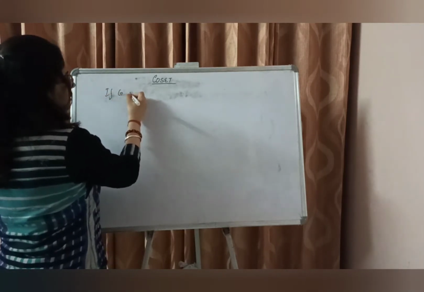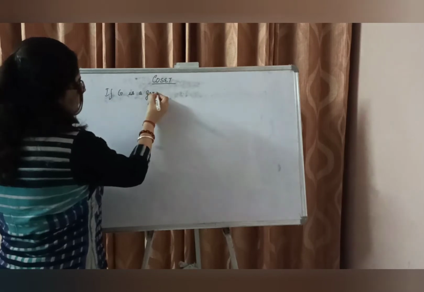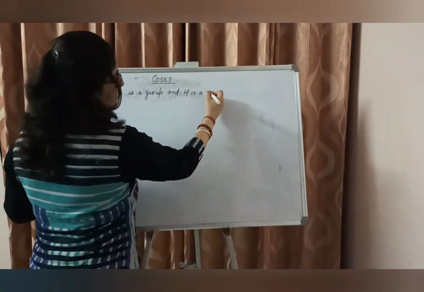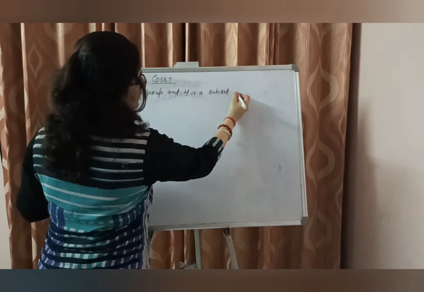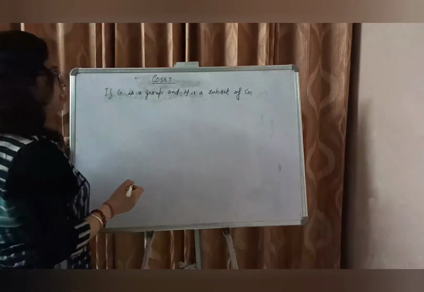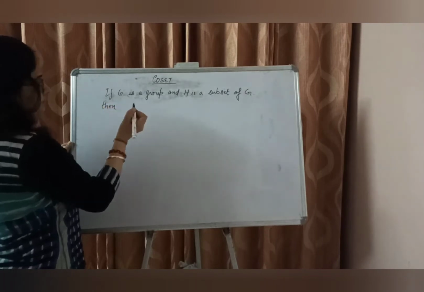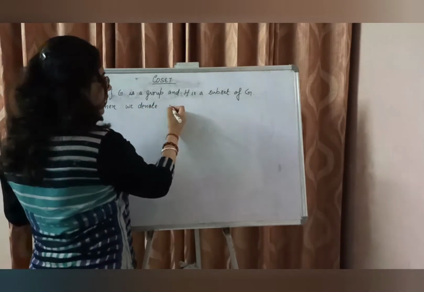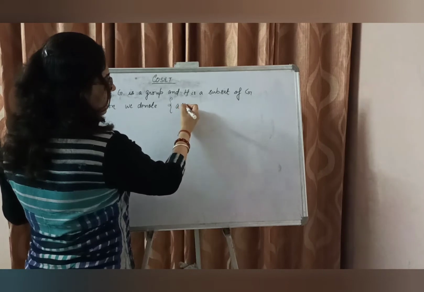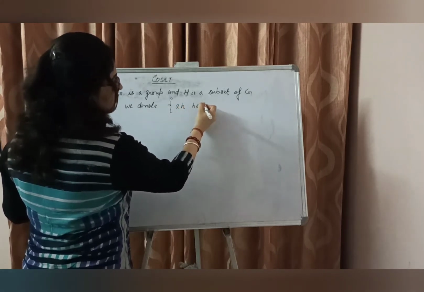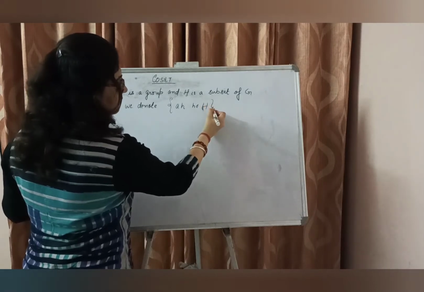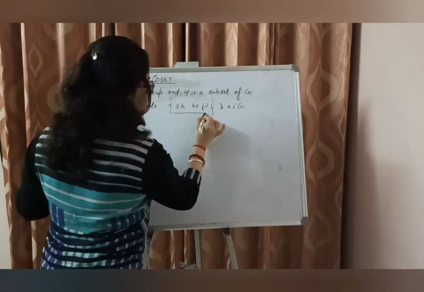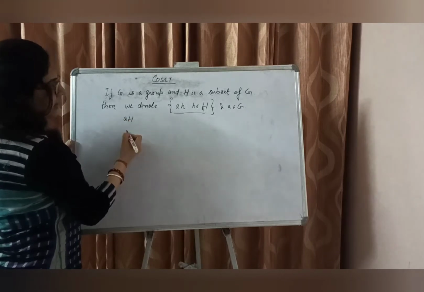If G is a group and H is a subset of G, then we denote the set ah, where h belongs to H and a belongs to G. Now, what do we call this set? We write it as aH. Alright?